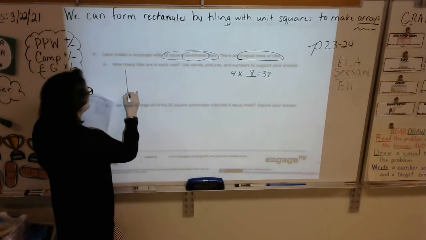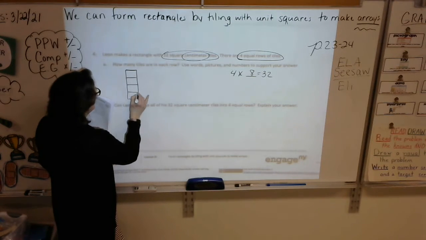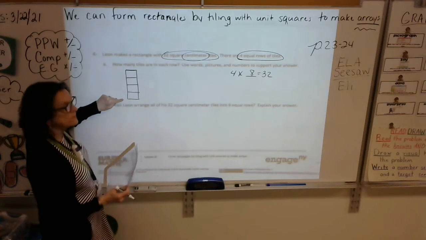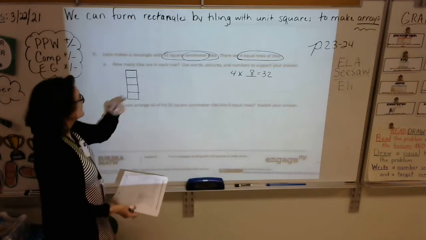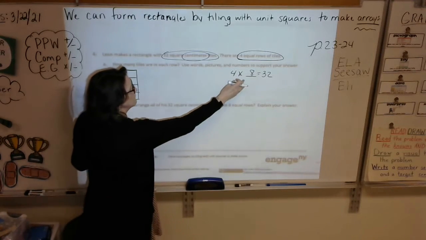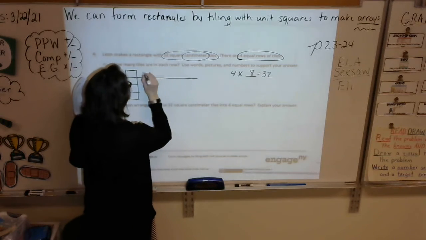So look at how I'm going to start my array. I'm going to start my array with 4 rows. That gives me 4 rows, doesn't it? Okay. Now, how many will I need in each row? I'll need 8 in each row because I know 4 times 8 equals 32. So I'm going to extend this.